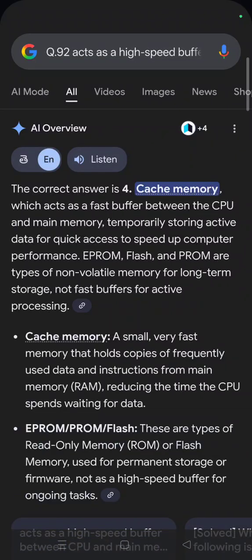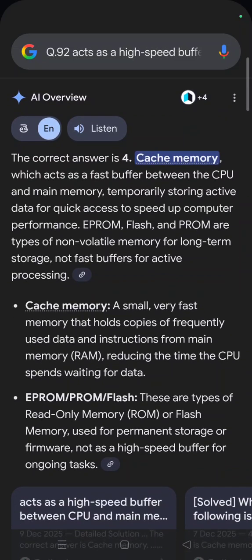Cache memory, which acts as the fast buffer between the CPU and main memory, temporarily storing active data for quick access to speed up the computer performance. EPROM, flash and PROM are types of non-volatile memory for long-term storage, not a fast buffer for active processing.